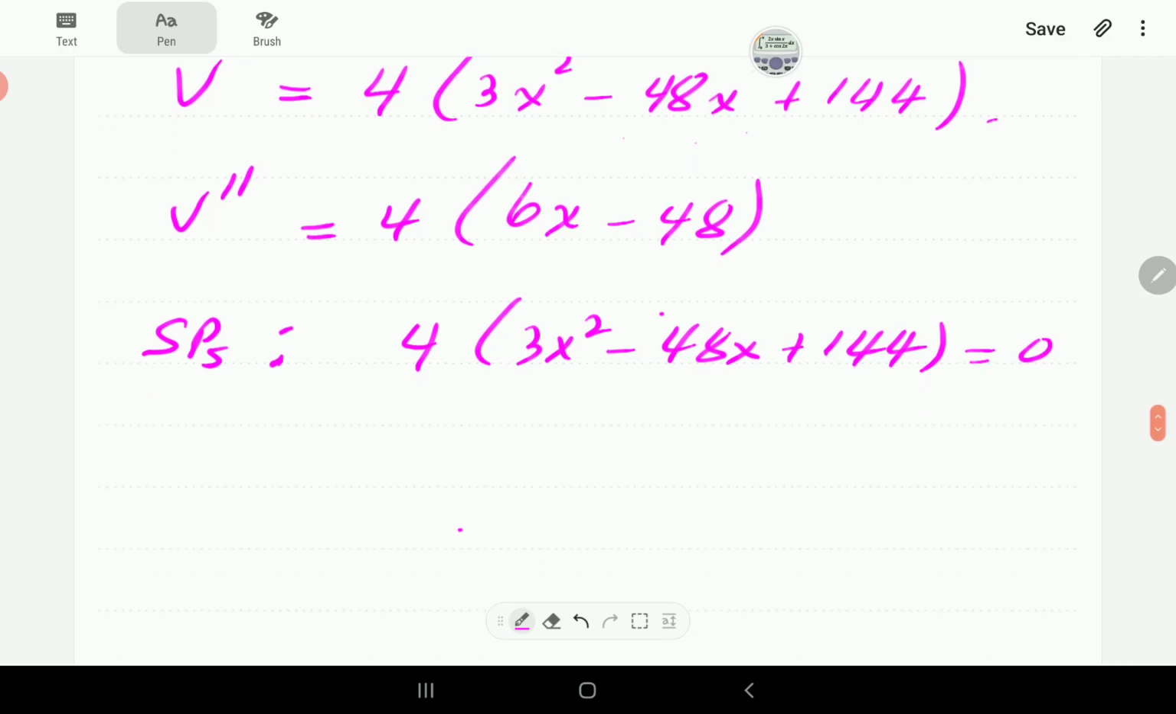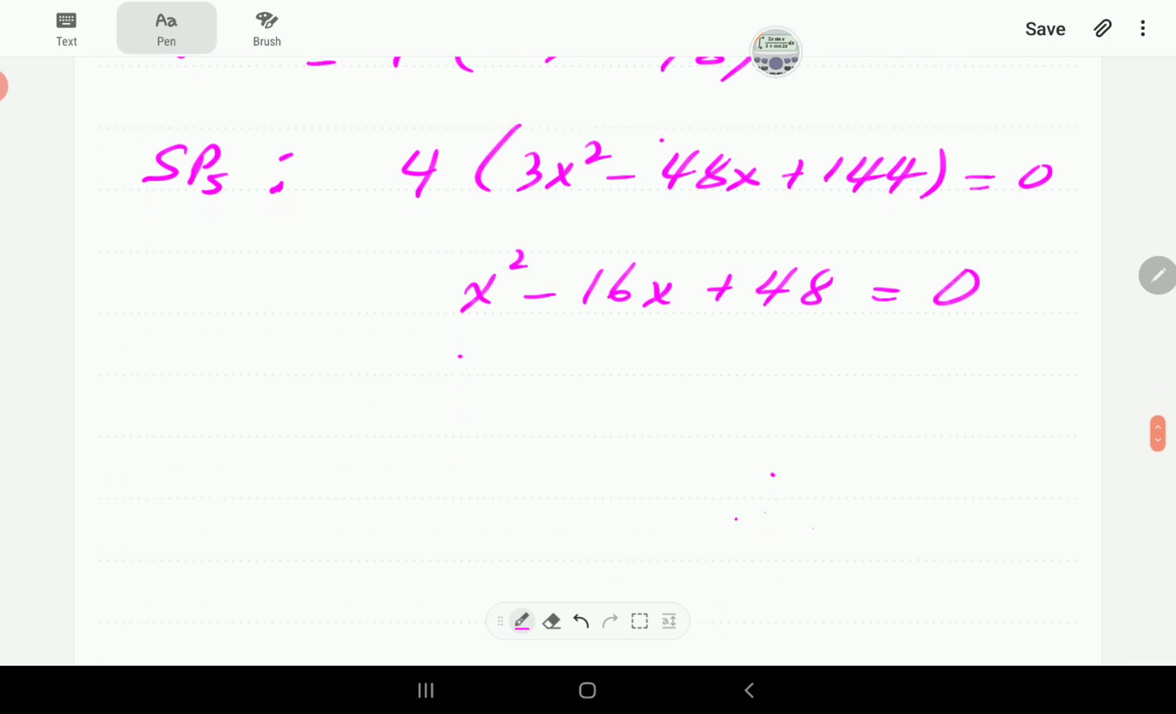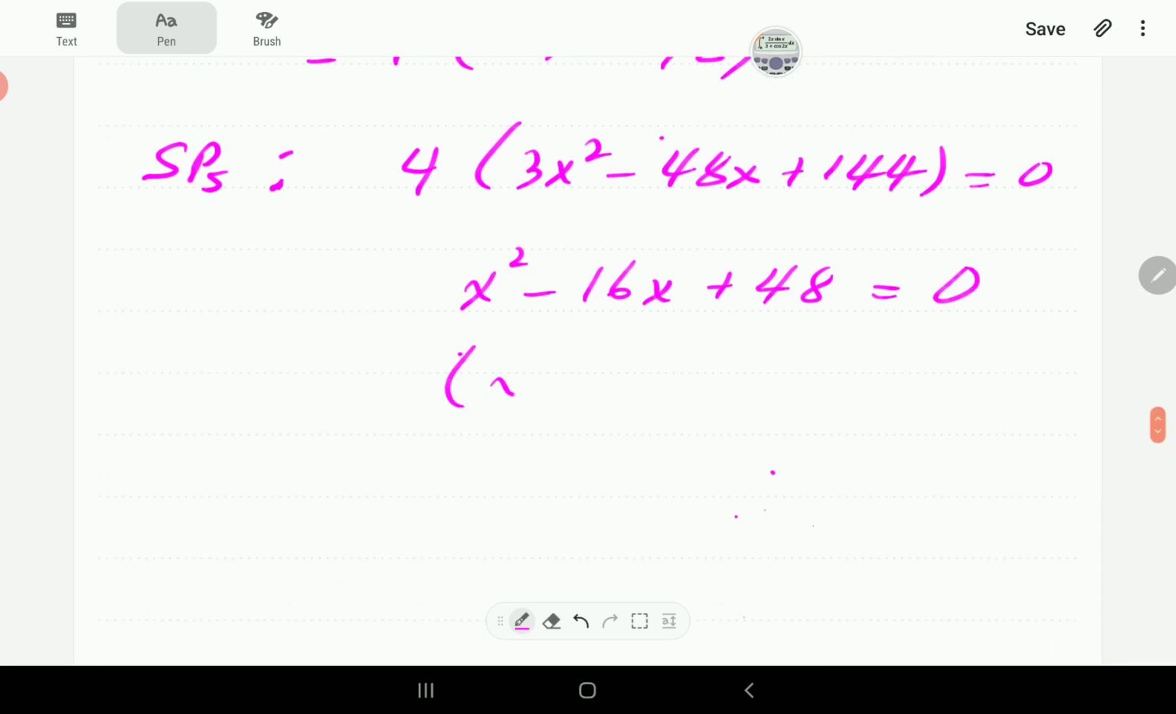We can divide by 4 and we can divide by 3 as well, because all these numbers are factors of 3. If we do that, this is going to give us x squared minus 16x plus 48 equals 0. So as a quadratic, we can solve it by any method we prefer.